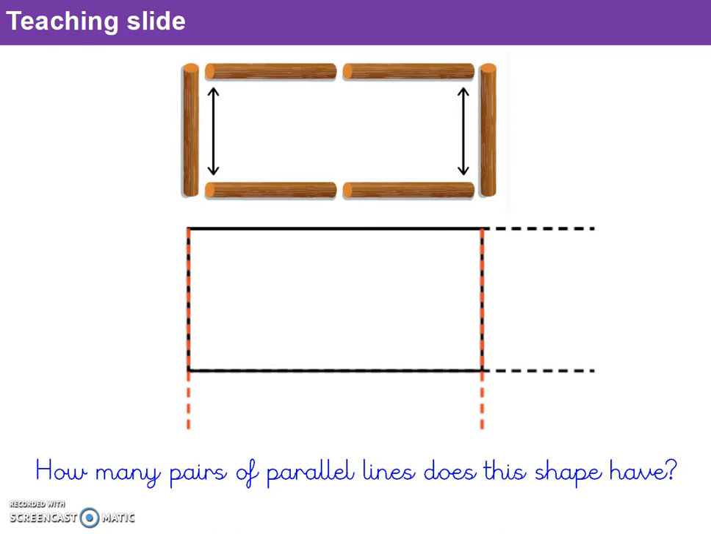And the second pair, in black, you can see are exactly the same distance apart from both ends. So we can see that we have one pair of parallel lines that are vertical in red and one pair of parallel lines that are horizontal in black. So how many pairs of parallel lines does this shape have? It has two pairs. Because we need to remember that parallel lines we count as pairs, not as individual lines. They're only parallel when there's two of them.